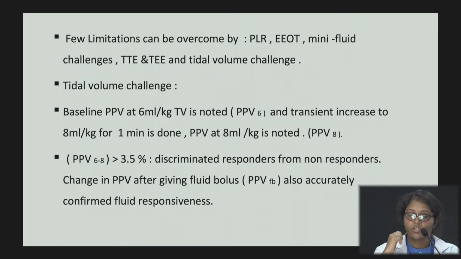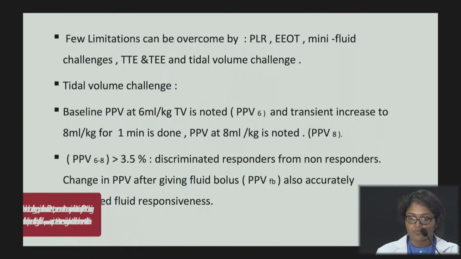the fluid responsiveness. So how this is done is, baseline PPV is taken at 6 ml per kg tidal volume and it is noted, and a transient increase to 8 ml per kg is done for 1 minute, and a fluid bolus also. In the patients who are more than 3.5, if we give a fluid bolus, the change in the PPV can easily be seen.